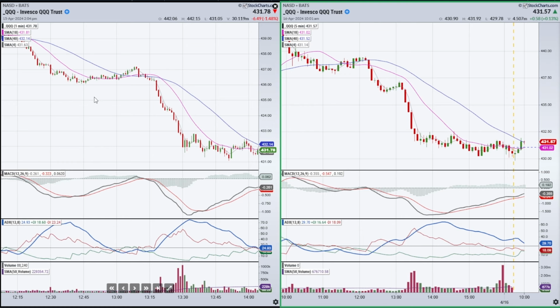All right, now notice the way this played out. We had all this strength to the downside. That's what this is saying here, right? That's confirming what we're seeing here. We're seeing this big move in ADX. It reached almost 70.